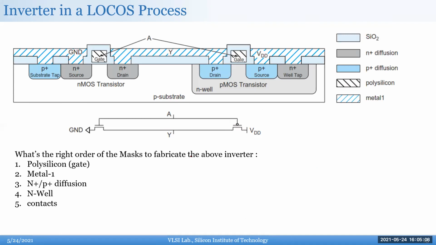Okay, another exercise for you guys. So you've already seen this. This is a LOCOS process. And if I have to get this device fabricated, this is actually from the Weste and Harris book. If you look at the different layers, there are these layers: silicon dioxide, N plus diffusion, P plus diffusion, polysilicon, and metal 1. This is P substrate. Basically, what I've said here is that these are the 5 steps you need to get there.